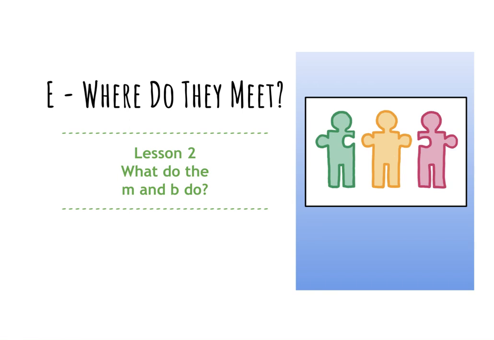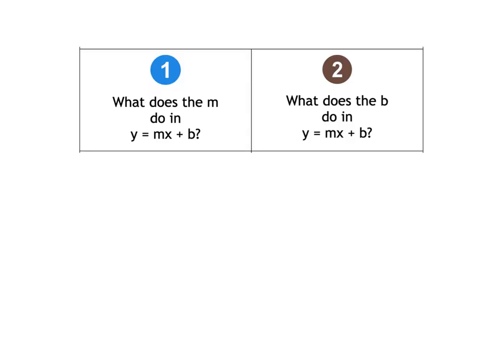Hi everyone, today we're going to do lesson 2 of unit E. We're going to look at what the m and the b do in the equation y equals mx plus b. Questions 1 and 2 ask us what the m and the b do in the equation y equals mx plus b.